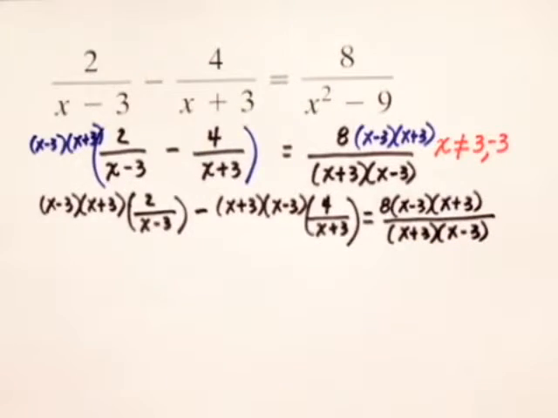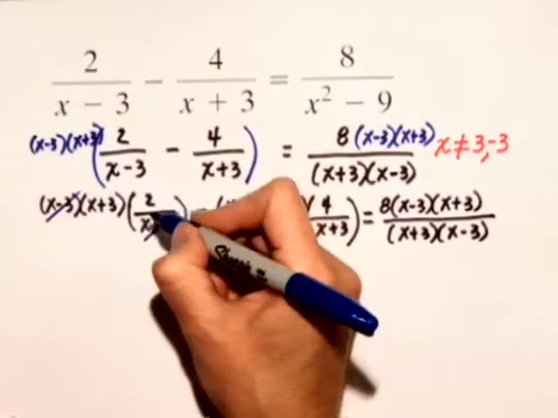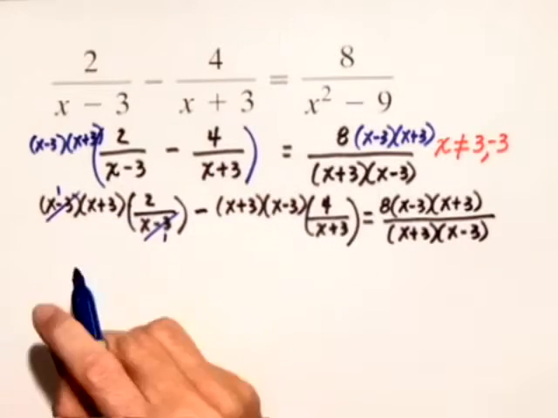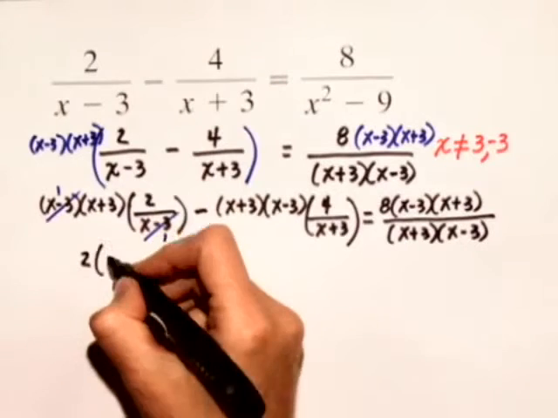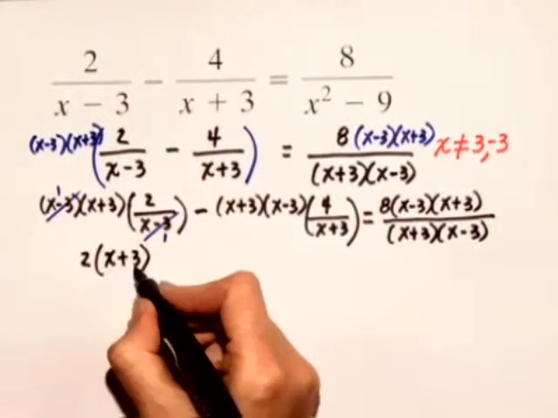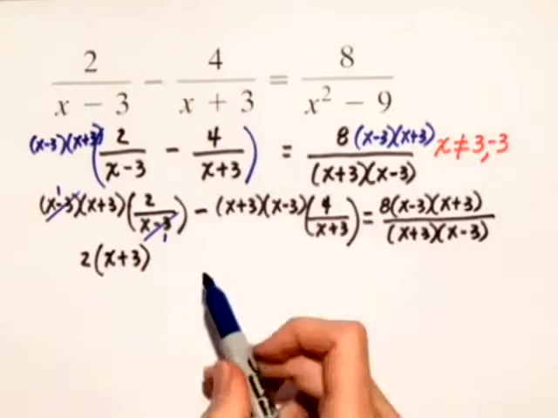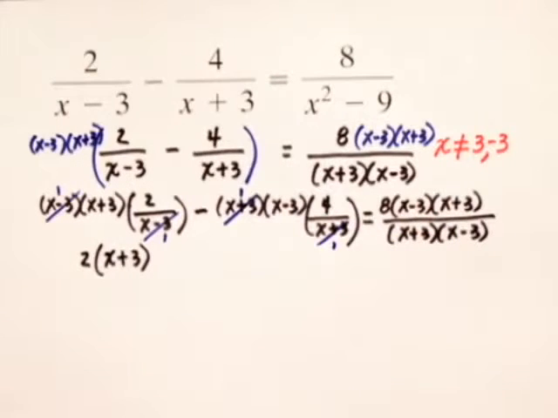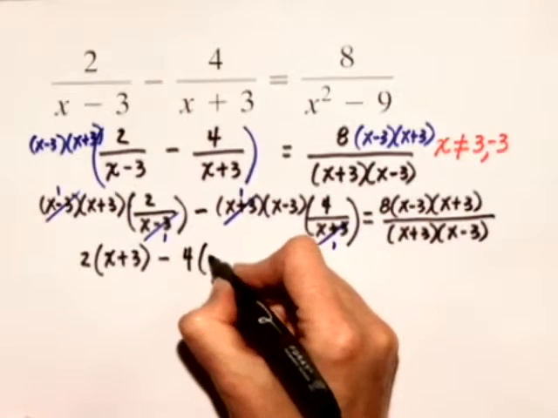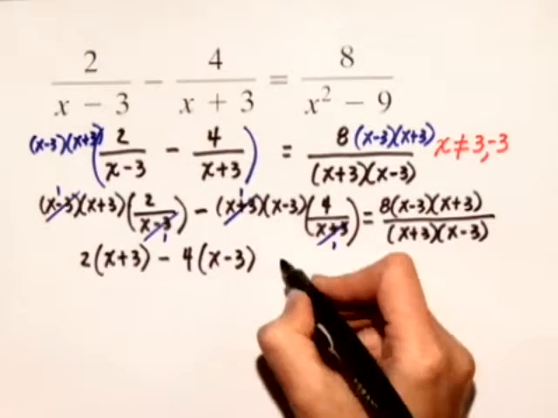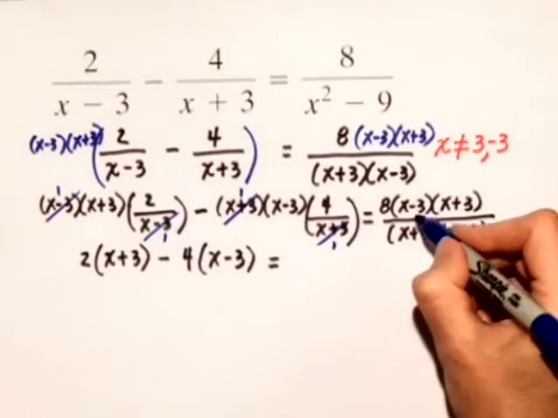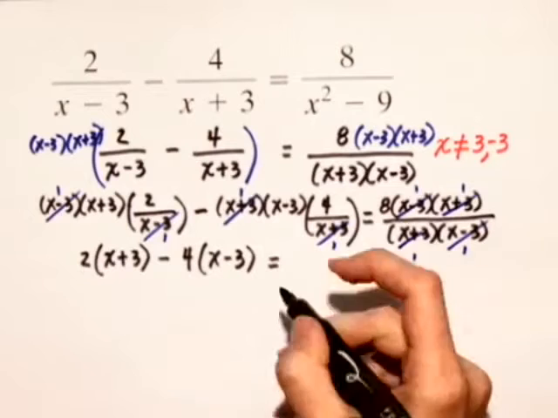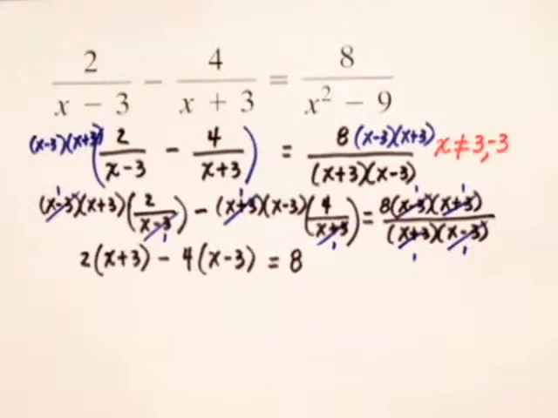Now we're going to see some factors divide out. X minus 3 divided by x minus 3 divides out, and we have x plus 3 times 2. I'm going to write the 2 in front of the x plus 3. Since multiplication is commutative, the order does not matter. So we have 2 times the quantity x plus 3 minus, in our second term, the x plus 3 over x plus 3 will divide out, and we have minus 4 times the quantity x minus 3 equals, on the right-hand side, notice the x minus 3 divides out, and so does the x plus 3, and we're left with just 8. Now we have a linear equation that we can solve.